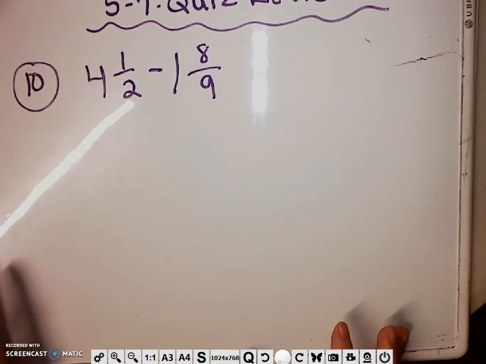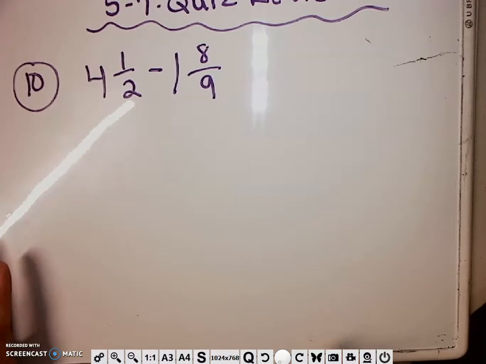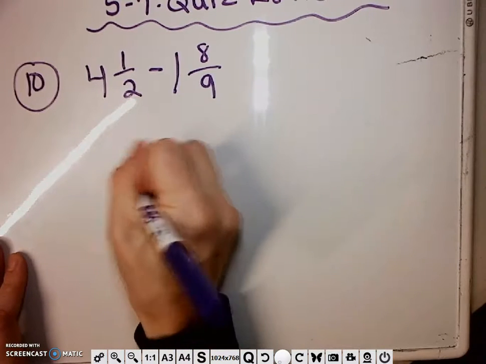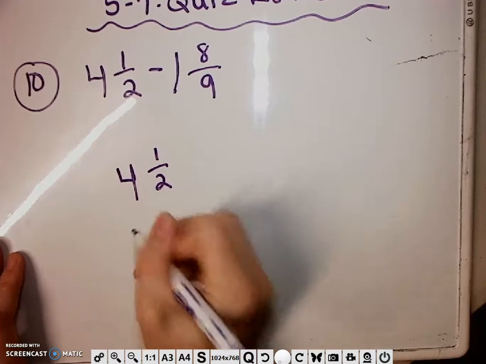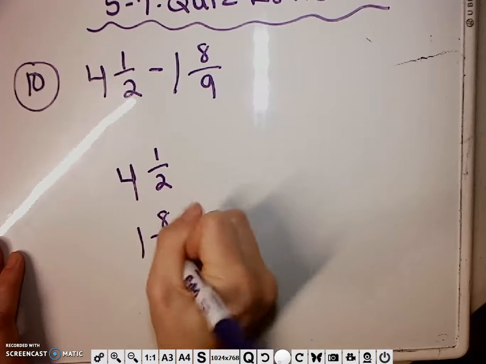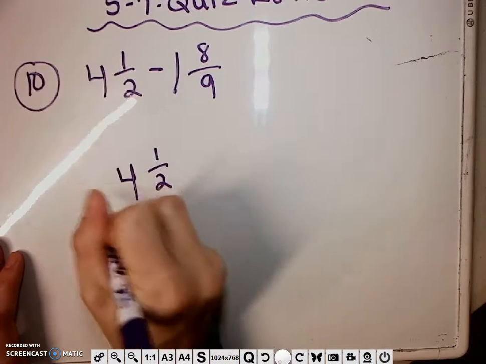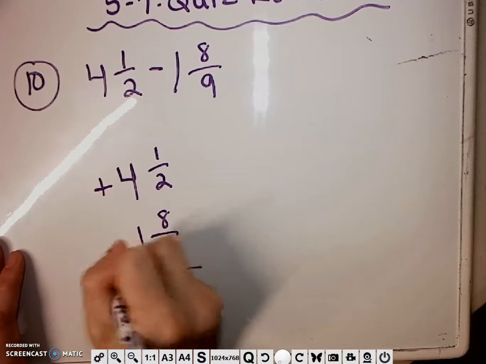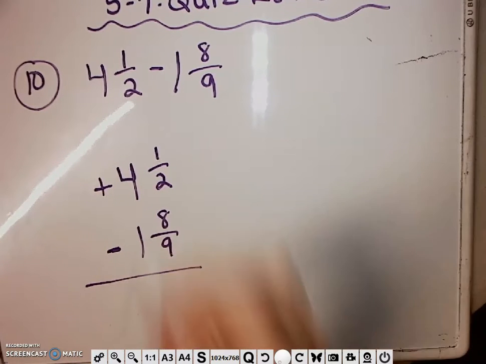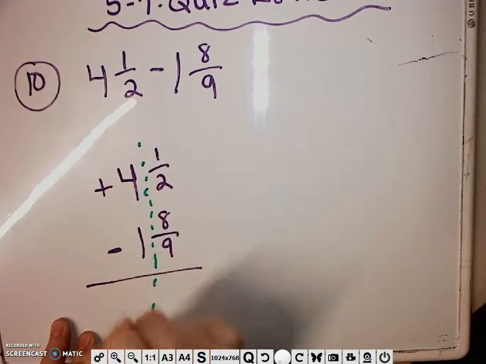Okay, and then lastly, some of you had trouble with number 10. I'm probably going to do 10 and 12 actually. All right, so number 10 says 4 1/2 minus 1 8/9. So again, if I write it going up and down, it would look like this. Okay, using the regrouping method. So 4 1/2 is positive, minus 1 8/9 makes this negative 1 8/9. Okay, so then I just do this to show you.